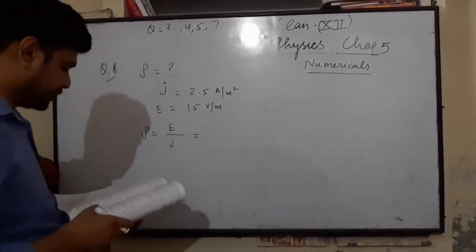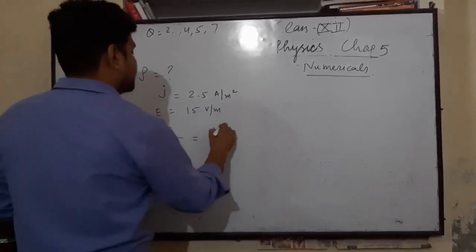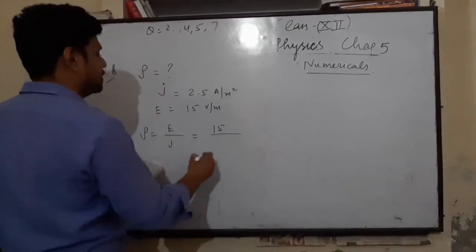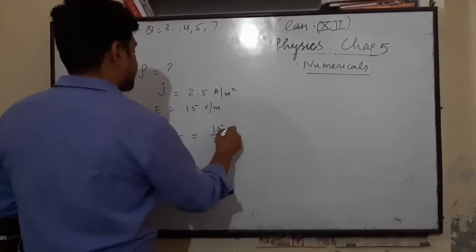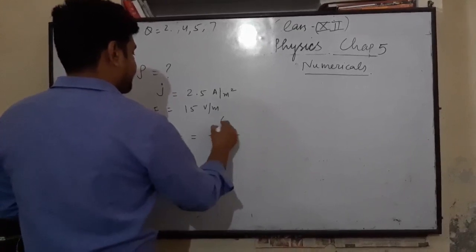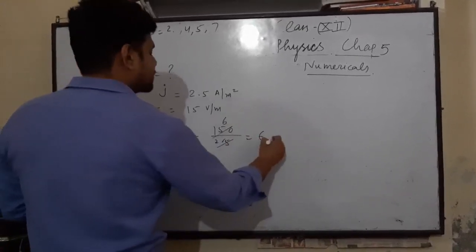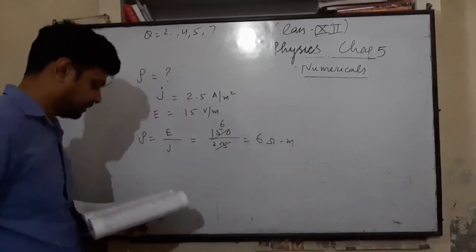We have a relation rho is equal to E over J, and the value of E is 15 and J is 2.5. This is 6 ohm meter.